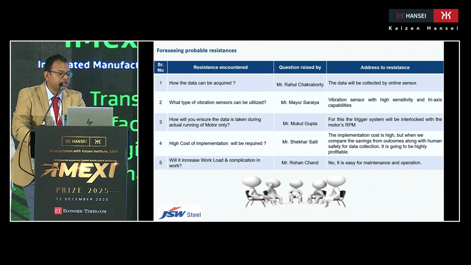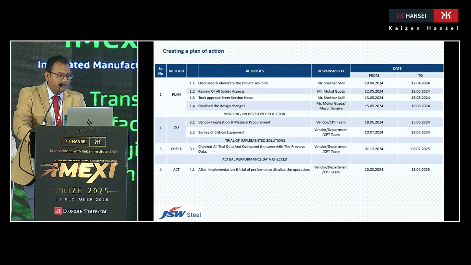How will we ensure the data is taken only during the actual running of the motor? So we go with the motor RPM as an indicator. If the motor is running above a certain RPM, we take it that the motor is running. Cost is also a concern, but as the equipment is very critical in nature, we decided to go with the project. These are the timelines to complete the project. We started in April 2024 and targeted to complete the project by April 25.